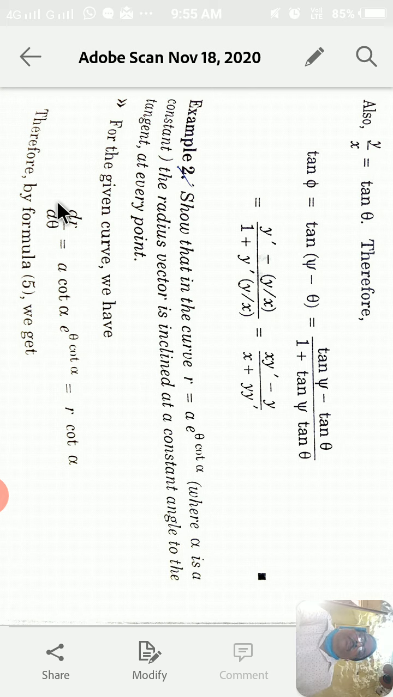To prove this, r is given as a into e raised to theta cot alpha. Now differentiate this r with respect to theta.